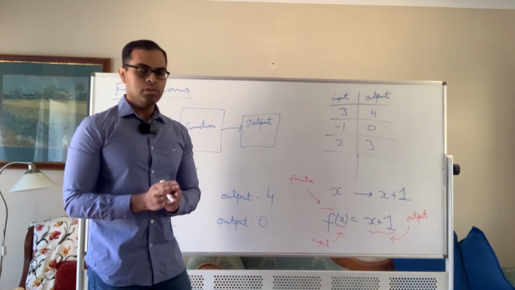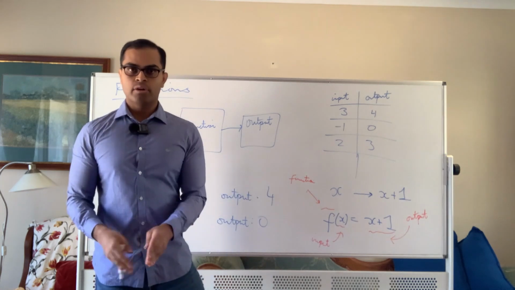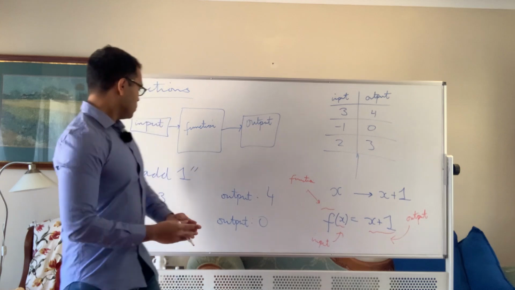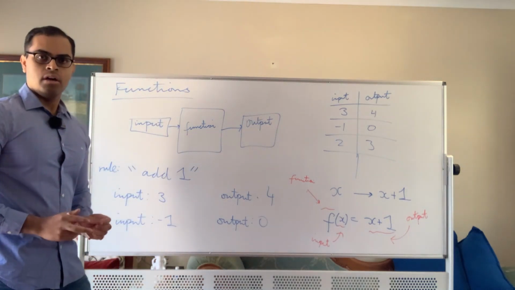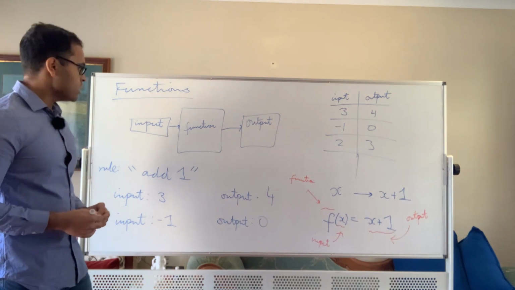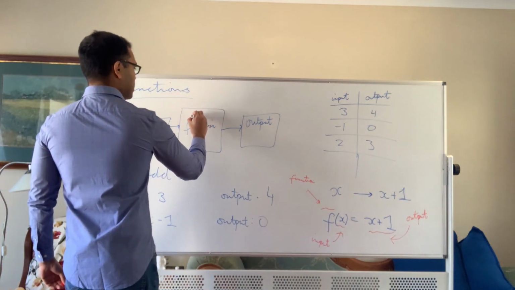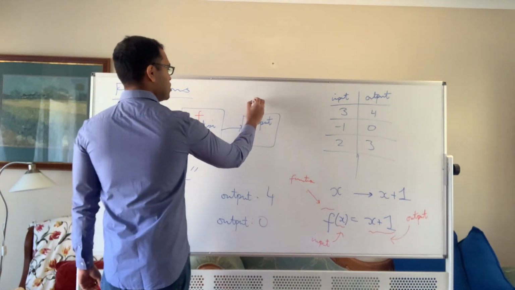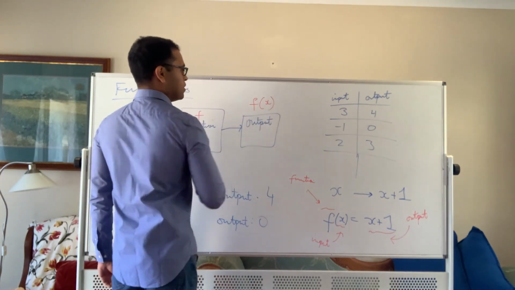So f is our rule. That rule applied to x is going to be 1 more than x. Add 1, which is what we wrote down in English here. Okay, so that's what we're going to get. And this is how we write out this function. So in this diagram, you think the input is x, the function is f, and your output is going to be what we call f of x.